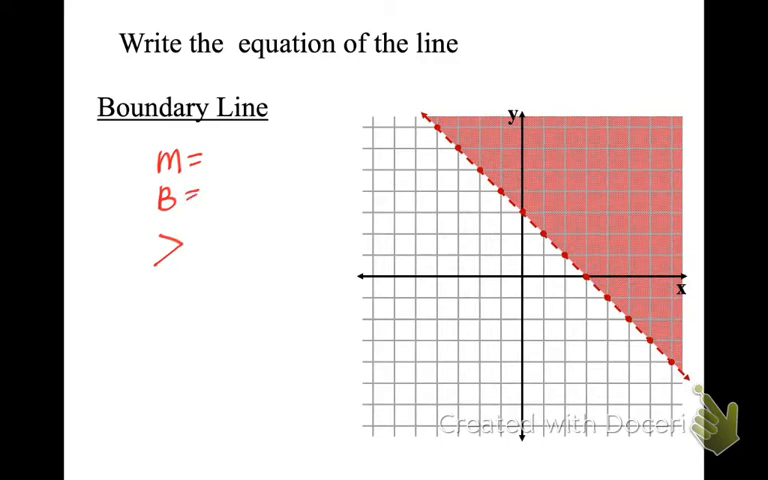What's my m? It's 1 over 1. Agree or disagree? Disagree. It's -1 over 1. And what's my b? 3. So what's the inequality going to look like? Annabella? y is greater than -1x, minus x plus 3. You get the idea?